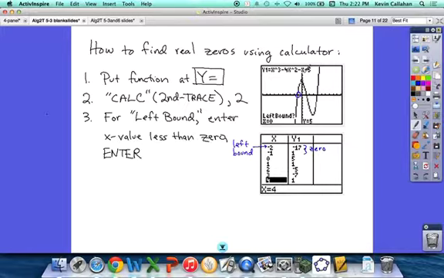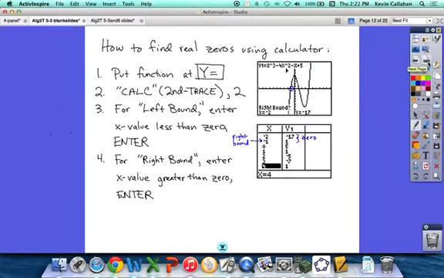So you should have done the -2 for the left bound, you hit enter, and it should have looked like that. Now it says right bound. Now it wants an x value which is to the right of the zero that we're looking for, but not so far to the right that it's to the right of other zeros. So really, you would have to be somewhere in that small interval right there. That's why I just use the -1. We know it's in between -2 and -1. Put in -1, enter for the right bound.